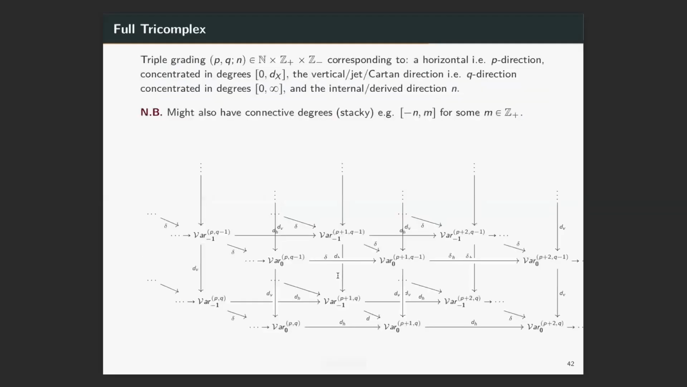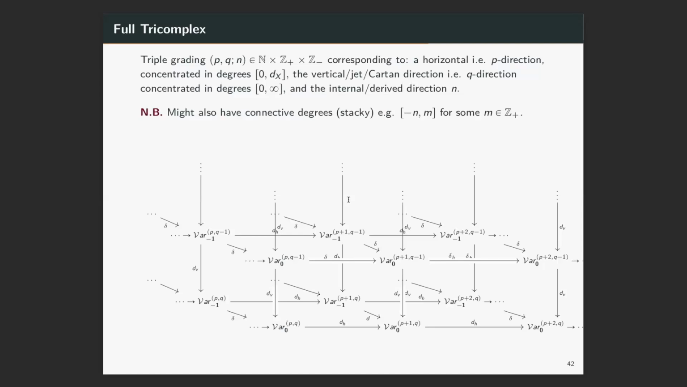And so again, this is what the tricomplex looks like. So we have a triple grading. P is, so here I'm writing P now as it's in N, so this was supposed to be the horizontals. So this was Q before. So anyways, the horizontal one goes from 0 to the dimension. The vertical, jet, Cartan, those are all different terminology for it.